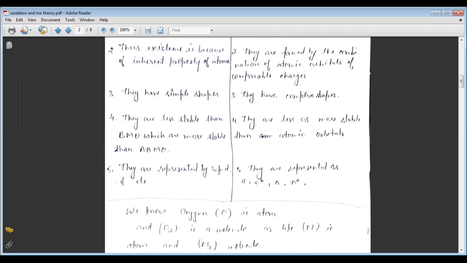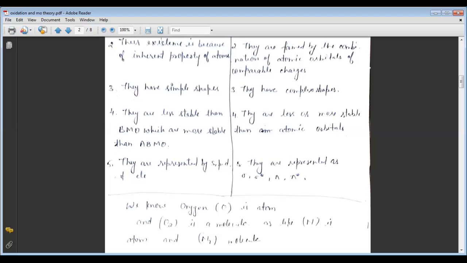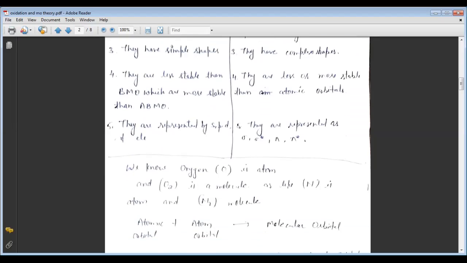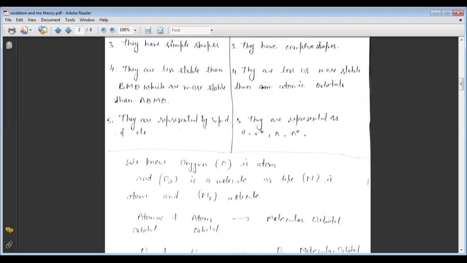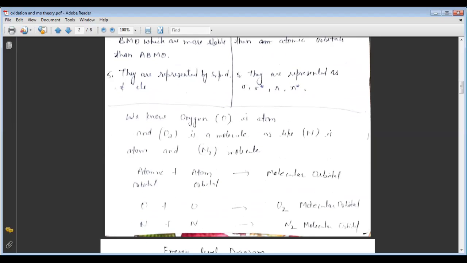It means bonding molecular orbitals are more stable than the anti-bonding molecular orbitals. And they are in the molecular orbital, they are more stable than the atomic orbital. And next, the fifth point is that atomic orbitals are represented by s, p, d, and f, etc. And molecular orbitals are represented as sigma, sigma star, pi, pi star. So this is the basic difference, or we can say the general introduction of the molecular orbital or atomic orbital.